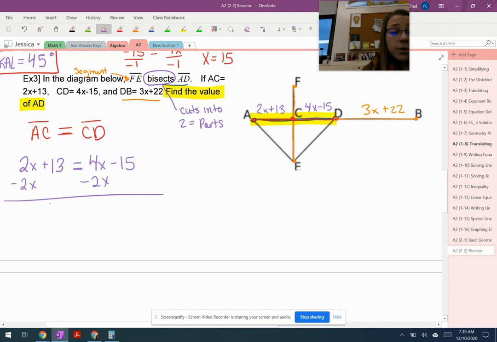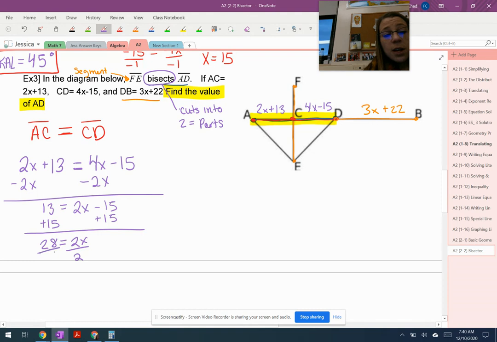Minus 2x to both sides. 13 is equal to 2x minus 15. Add the 15 to both sides. 28 is equal to 2x, to give us a nice answer of x equals 14.